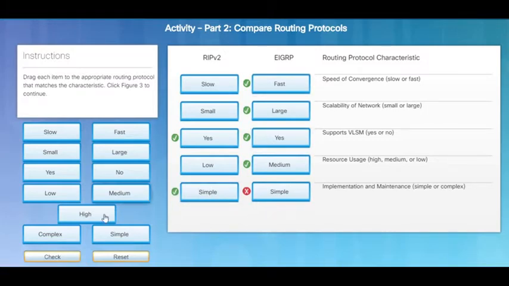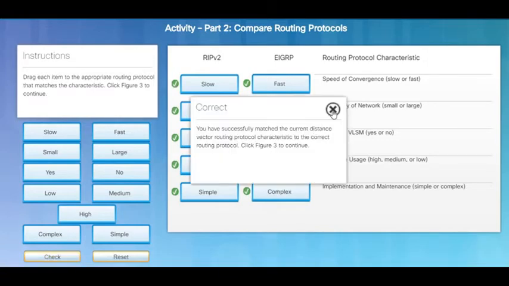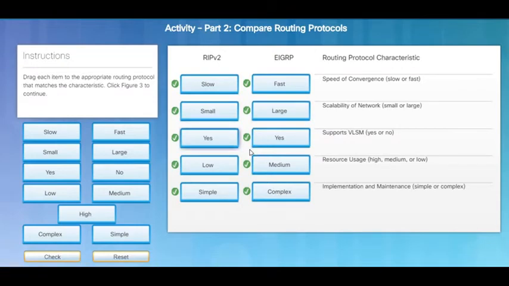So the enhanced version, in terms of implementation and maintenance, has added complexity compared with RIP v2. So let's check now if the revised answers are correct. Right there. So again, just try and remember the differences in terms of their characteristics and their categories.